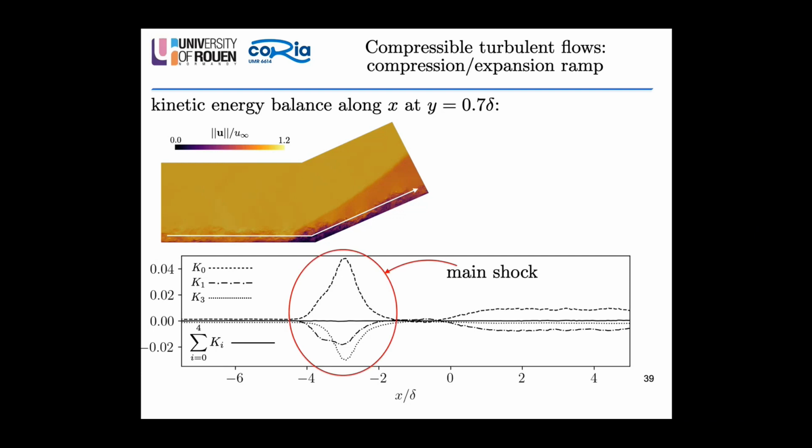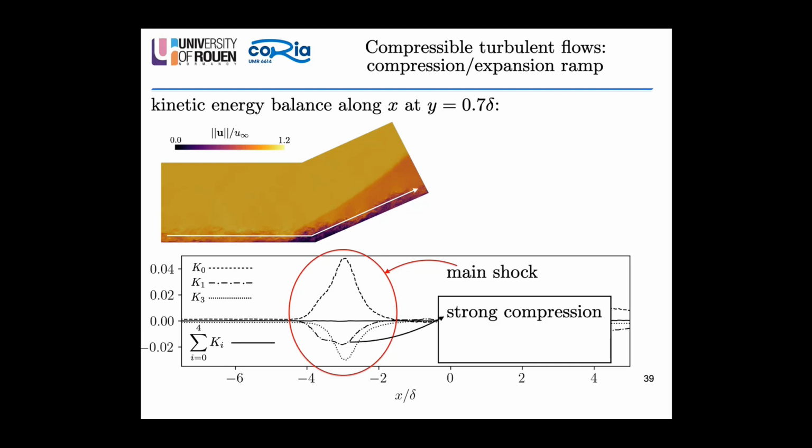And secondly, we can notice, of course, that most of the kinetic energy transfers, on average, happen close to the main shock, where you have a strong compression. Of course, kinetic energy is transformed into thermal energy, and strong forward scatter events, so that the average kinetic energy is transformed into turbulent kinetic energy in this region.